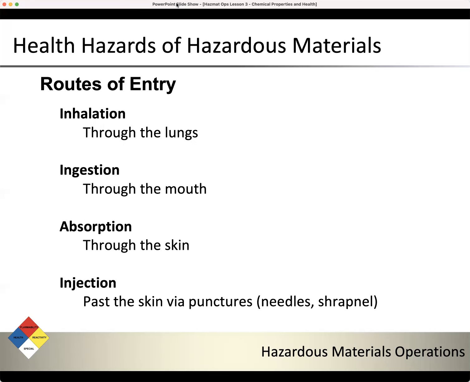How does a material get in you? There are 4 routes of entry. They are inhalation, which is through the lungs, you breathe it in; ingestion, through the mouth and the gastrointestinal system; absorption, which means you got it on your skin and it goes through your skin barrier; and injection, it goes past the skin via punctures, such as needles or shrapnel. So inhalation, ingestion, absorption, injection. Those are the 4 routes of entry. That's how a hazardous material will get in you.